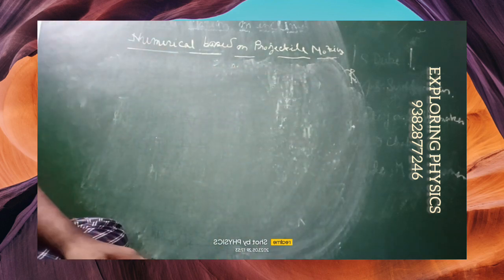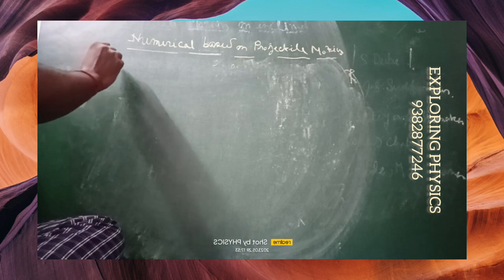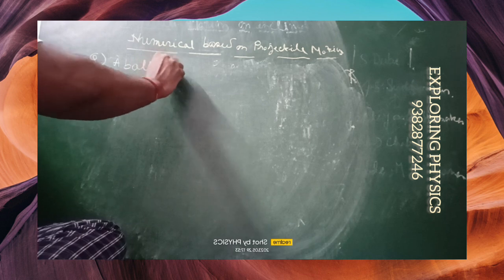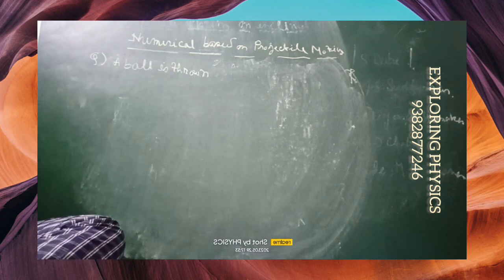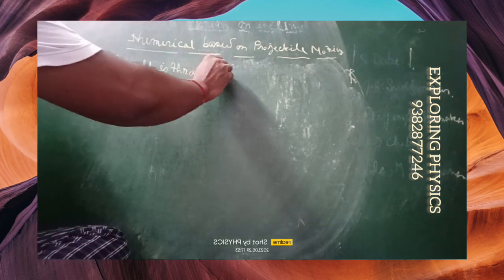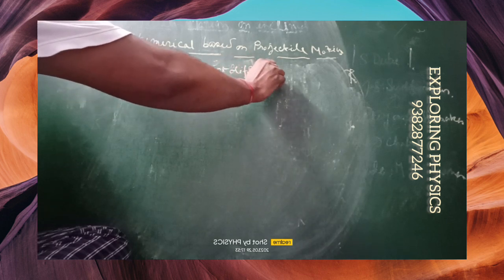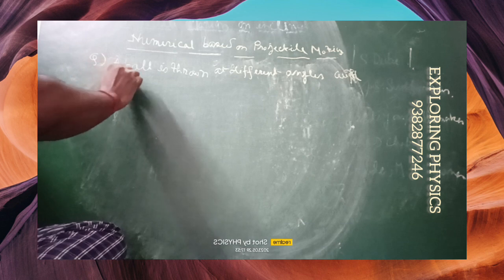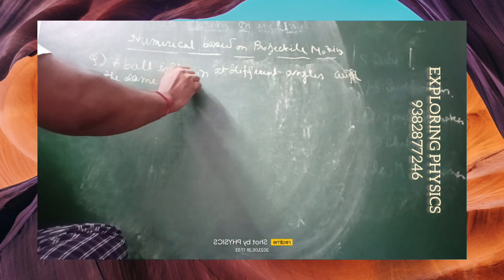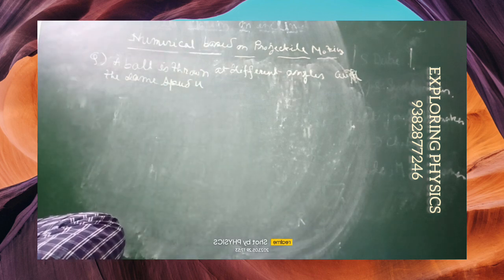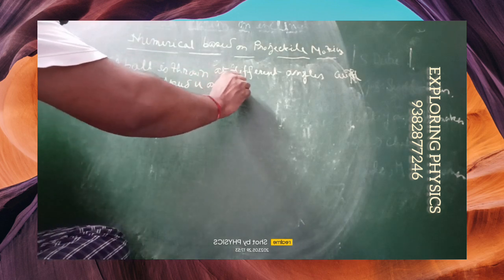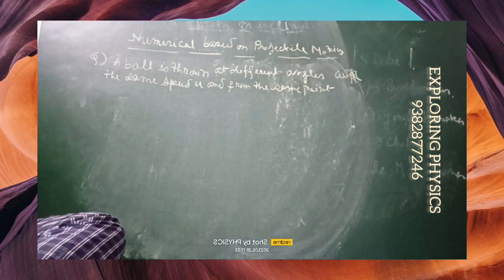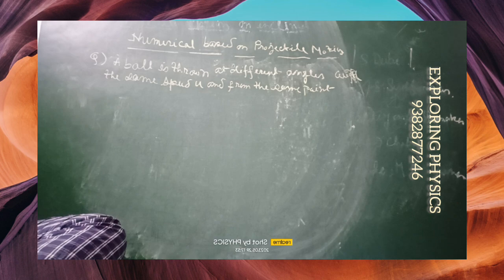Let's move to the third problem. A ball is thrown at different angles with the same speed u and from the same point, and it has the same range in both the cases.